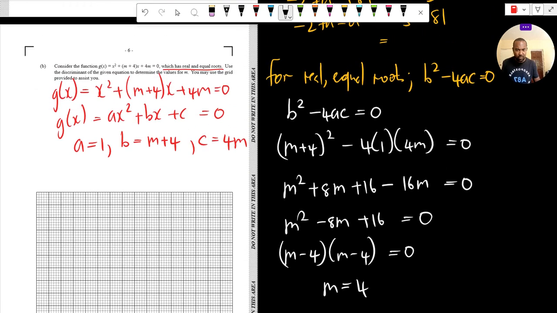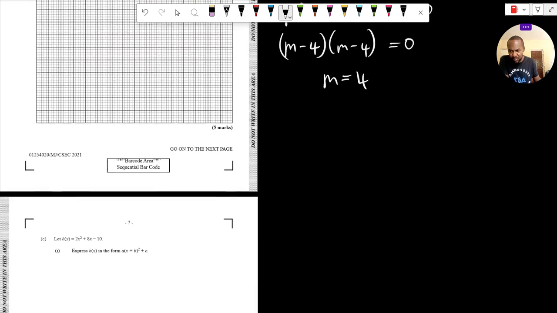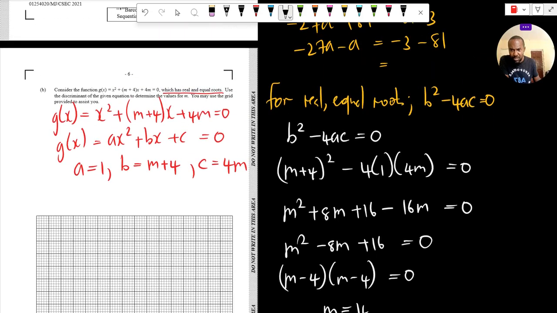And of course, we did not need the grid. I really don't know under what circumstances we'd need the grid, but of course, we were able to solve the question without using the grid, right? Yes. So, yeah, we did not need the grid. So let's move on to the next part of the question. So that was part B of the question, right?